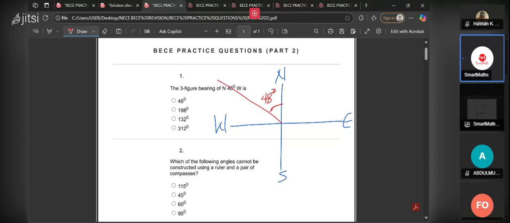In three-figure bearing, you always start from the north and move clockwise.